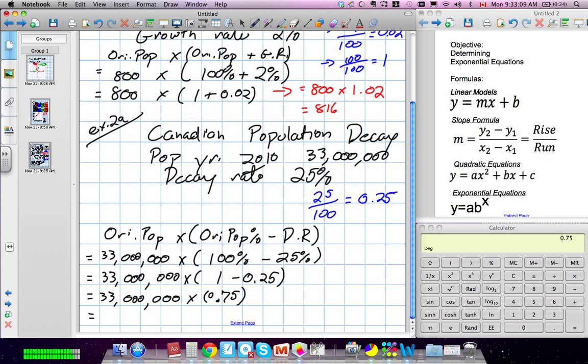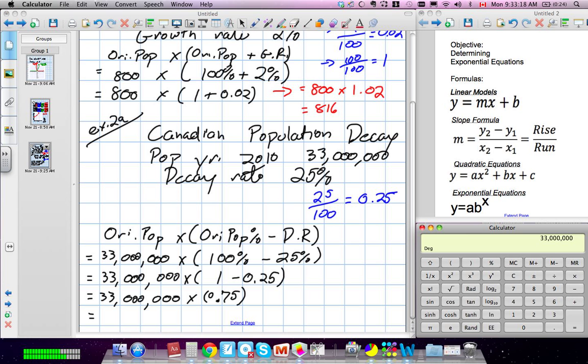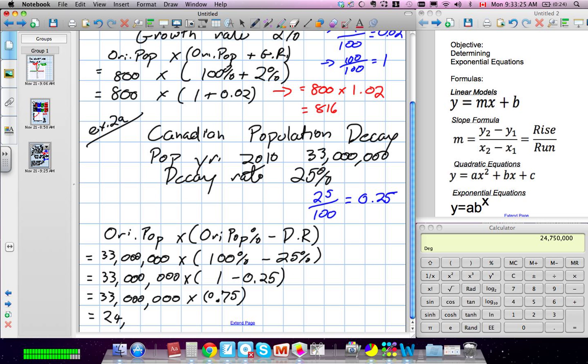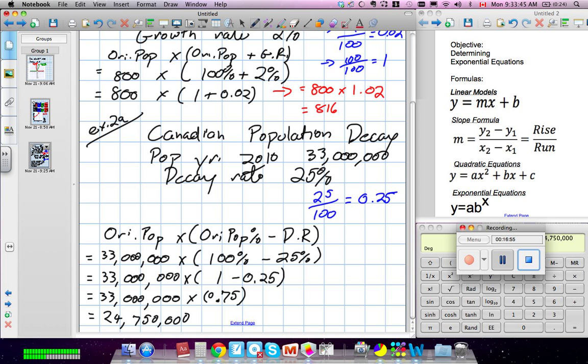0.75. So, without immigration in Canada, our next year's population, as a rough estimate, would be 33 million times 0.75. A lot. 24 million 750,000. That's a very high decay rate. That's not exactly right, but if you have a country population that's decaying that fast, it drops by quite a few people. In fact, by a quarter.